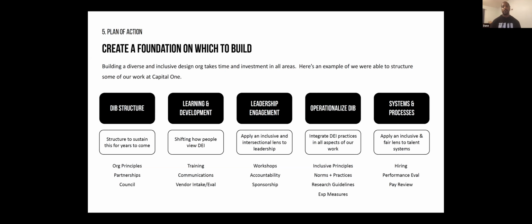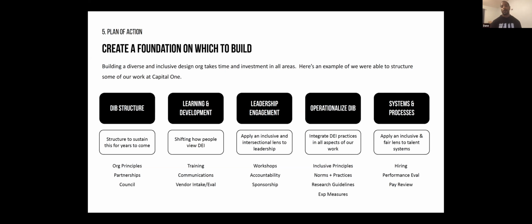How do we operationalize? So integrating these practices in all aspects of our work. So this is where inclusive principles come into play. But as you can see, that's just one piece of the puzzle that gets us to where we want to be. Norms and practices, our research guidelines. So even though we have inclusive principles on how we design, we also need to look at, well, how are we even learning? Making sure that we have diverse panels of people to talk to.